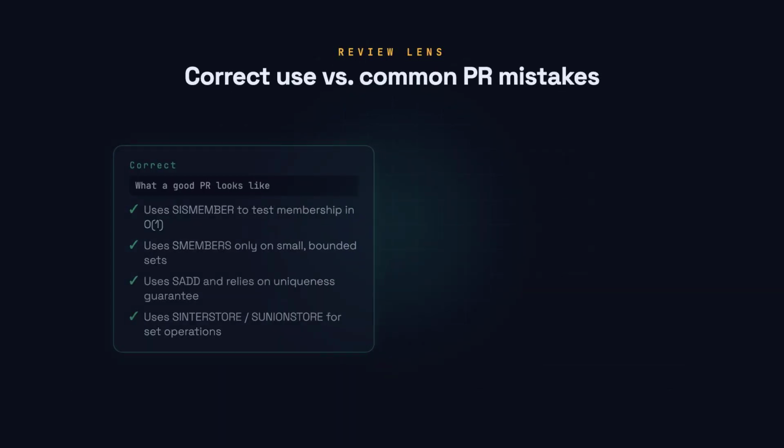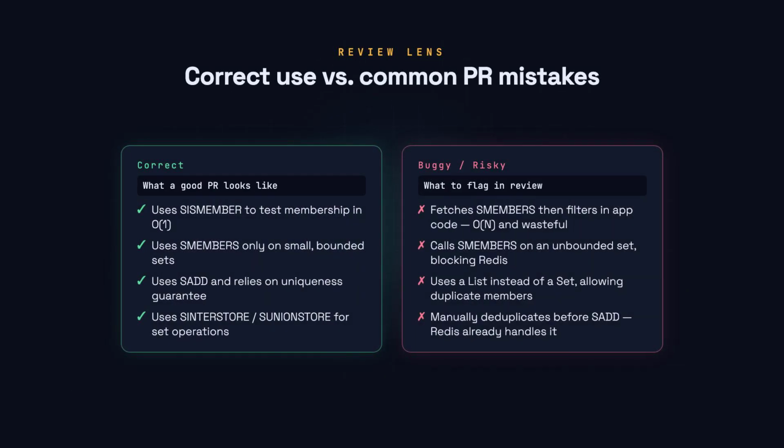When reviewing a pull request, check that membership tests use SISMEMBER rather than fetching all members and filtering. Also flag any SMEMBERS call on a set that can grow without bound. That is a classic production incident waiting to happen.